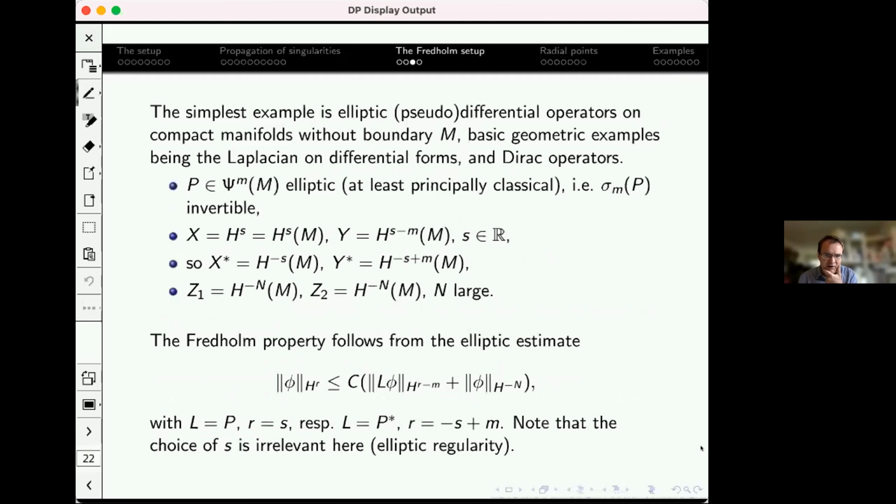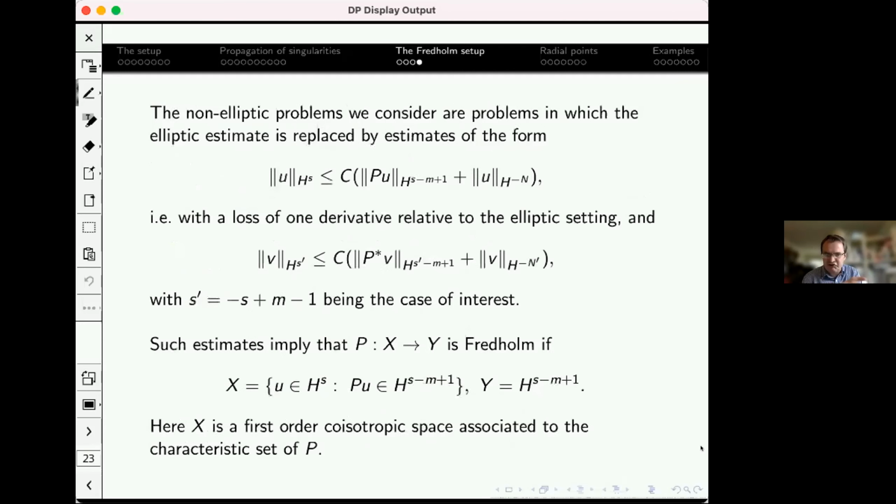I just want to point out that in the elliptic world, of course, these are just the elliptic estimates, right? You just take standard Sobolev spaces, and the elliptic estimates applied both to the operator and to the adjoint, by picking appropriate spaces. So I wrote it down with an H^r estimate. For the direct estimate, you want to take r equals s. For the adjoint estimate, you want to take r equals minus s plus m. And so that's what gives you the Fredholm theory. And the choice of s is irrelevant.